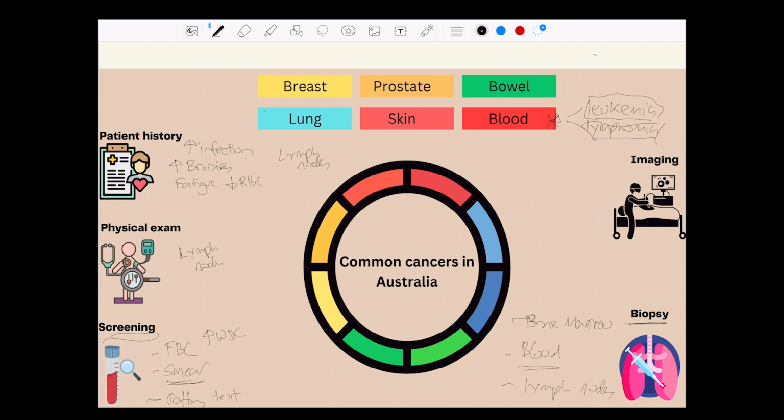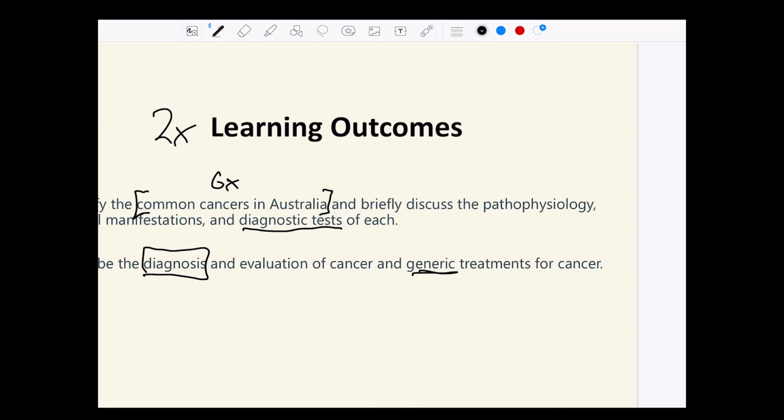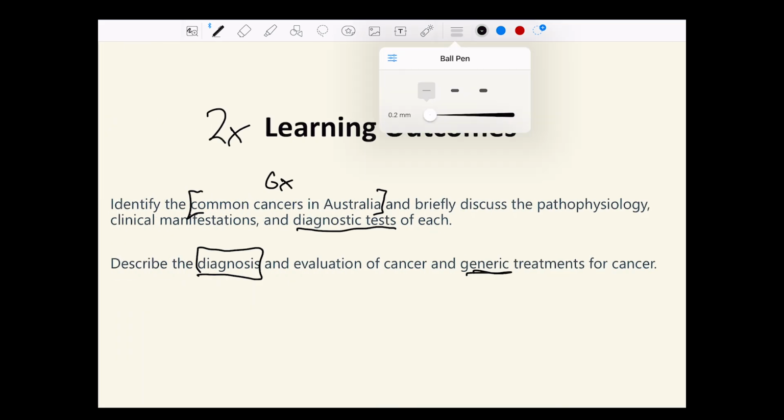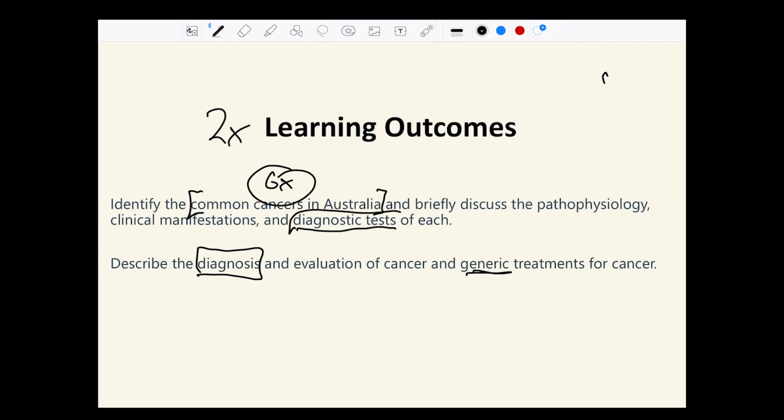And there we have it. So that's the 6 common types of cancers in Australia. And so now if we come back to these learning outcomes, hopefully now through these 6 types, you know the common diagnostic investigations used, and then generically speaking, for cancers in general, what are the most common approaches that we use for diagnosing cancer?